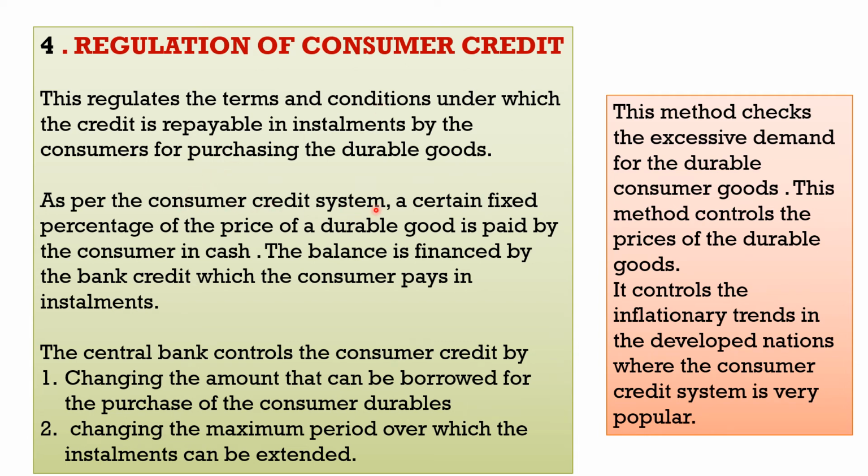As per the consumer credit system, a certain fixed percentage of the price of a durable good is paid by the consumer in cash. I as well told you, the earnest money in the beginning, the little bit of cash you have to get from your home, right?